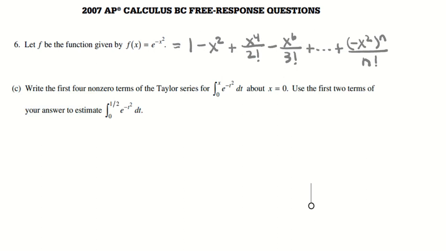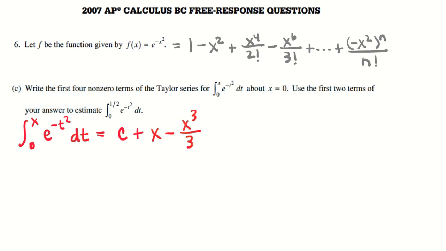Part C says, okay, we're going to write the first 4 non-zero terms, not the general term, for the integral from 0 to x of e to the negative t squared dt. All right, so it's just going to be an antiderivative for f, right? I know that anytime I run an antiderivative, I'm going to incur a plus c. Then I'm going to have 1x, and I'm just going to start adding 1 to the power and dividing by the new power. So that's x to the 3 divided by 3, x to the 5 divided by 2 factorial.